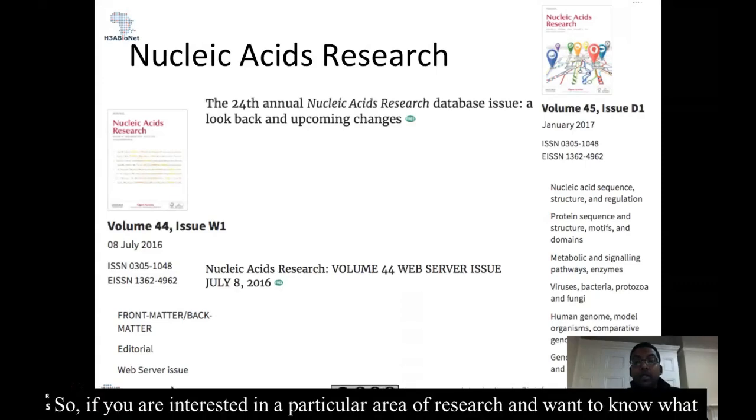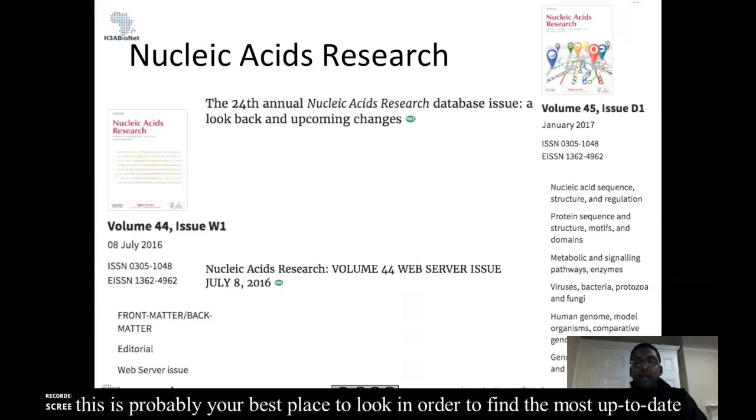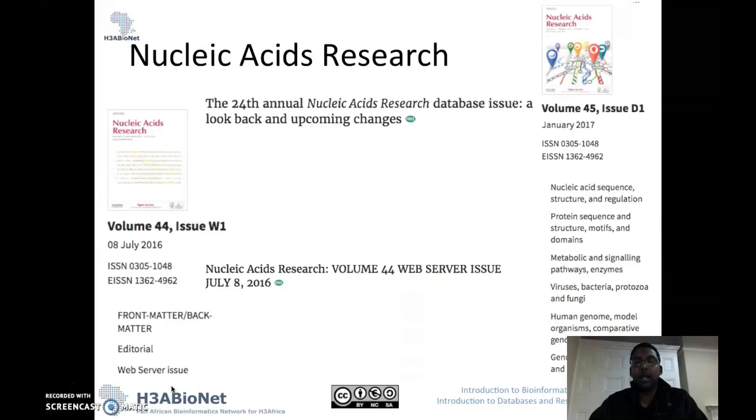So if you're interested in a particular area of research and want to know what databases are out there containing information related to that area of research, this is probably your best place to look in order to find the most up-to-date databases that are available.